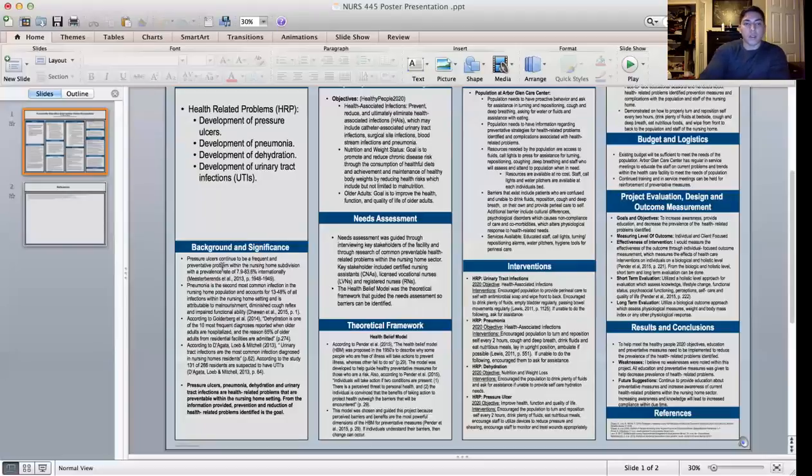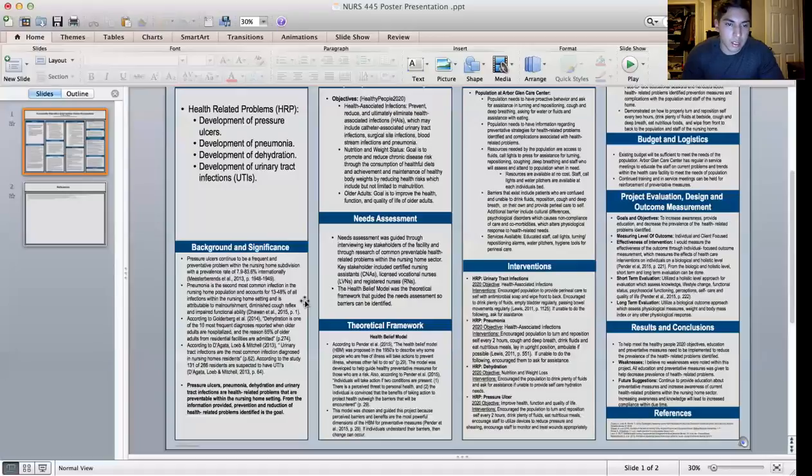So a little background and significance. Pressure ulcers continue to be a frequent and preventable problem within the nursing home subdivision. The prevalence rate is 7.9 to 83.6% internationally. Pneumonia is the second most common infection in the nursing home population and accounts for 13 to 48% of all infections within the nursing home setting, and is attributable to malnourishment, diminished cough reflex, and impaired functional ability.